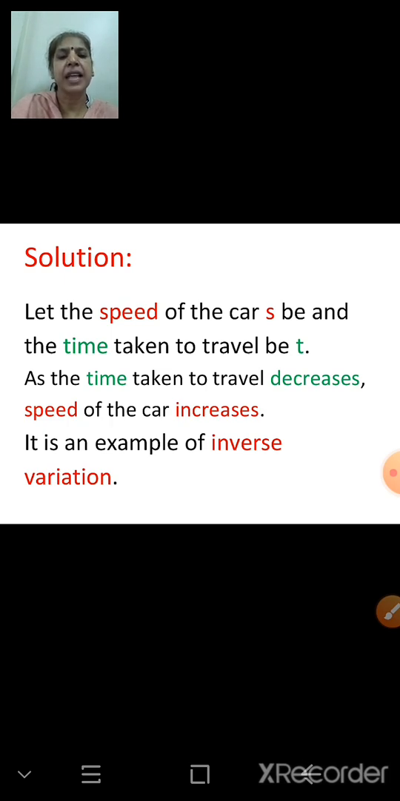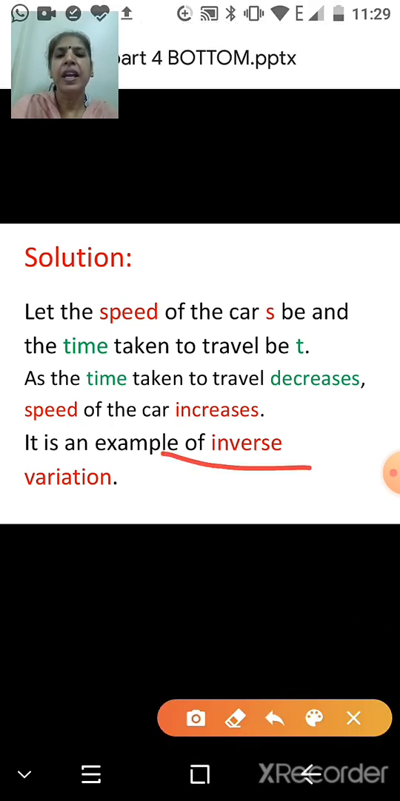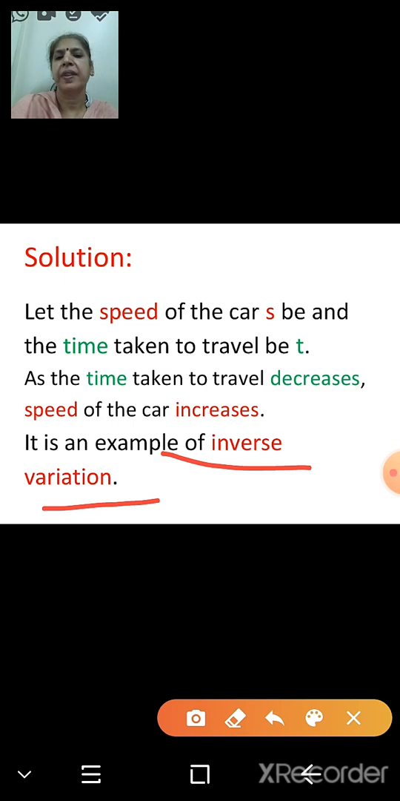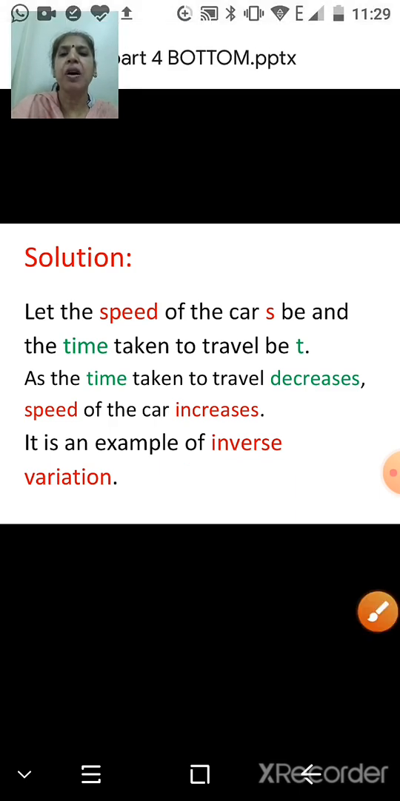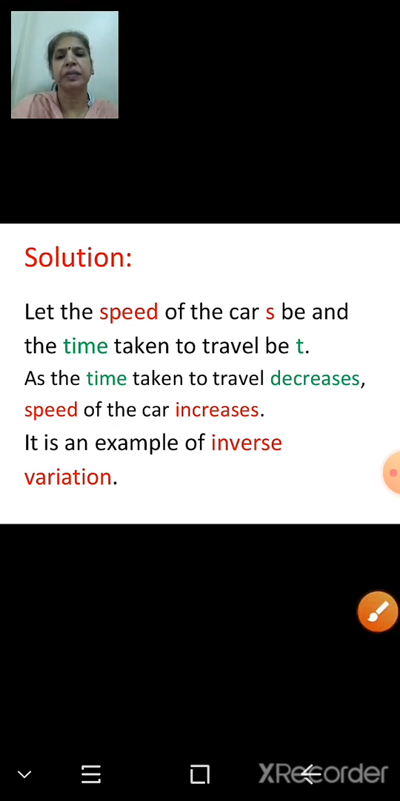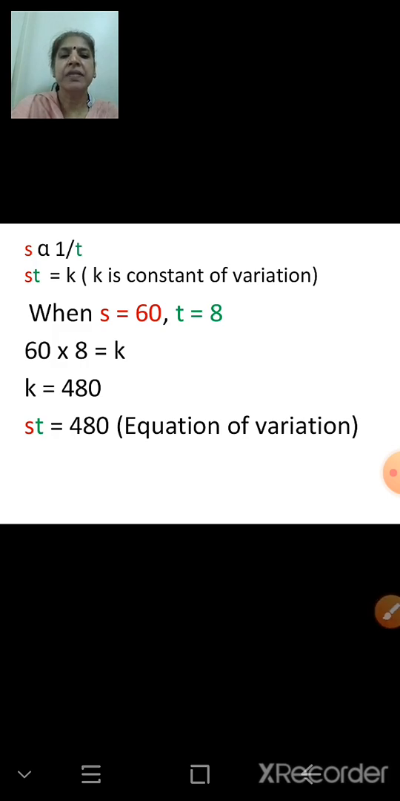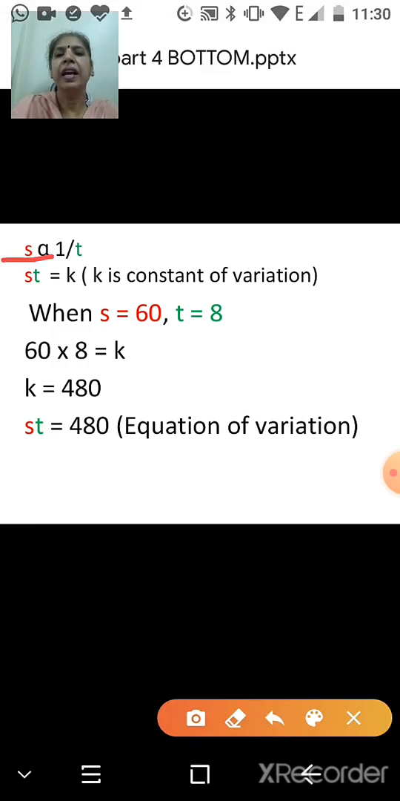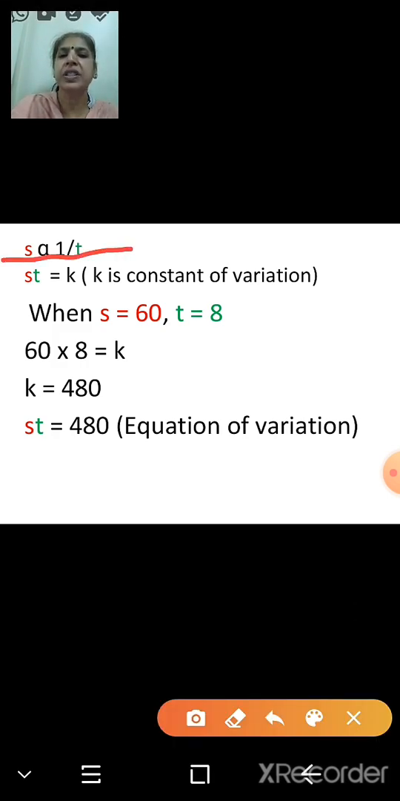And it is an example of inverse variation: one increasing, one decreasing. We have also studied that there's a relation between time and speed, and the distance is the same. So it is an example of inverse variation. Now this we have to write using the symbol of variation.